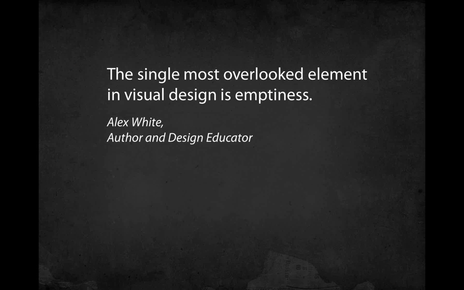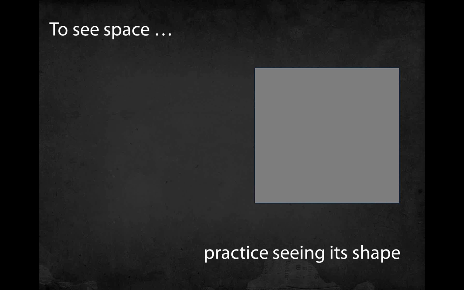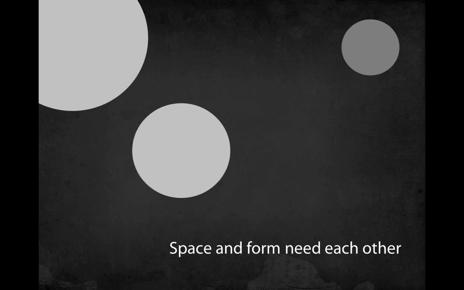This author and design educator says the single most overlooked element in visual design is emptiness. You know, a lot of us really don't think about space as an element, but it's actually essentially almost like an object. So to see space, you have to practice seeing its shape. Instead of looking at the foreground here, look at the background, and it has a shape. And space and form need each other. Without one, you really don't have the other.